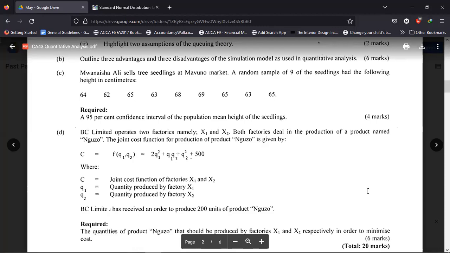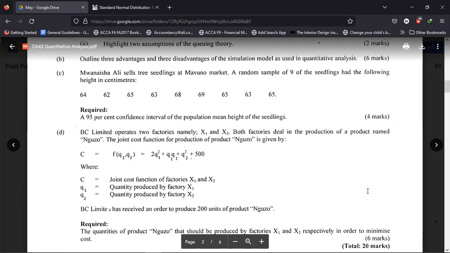Mwanaisha Ali sells seedlings at Mavuno Market. A random sample of 9 of the seedlings had the following height in centimeters: 64, 62, 65, 63, 68, 69, 65, 63, 65. Required: the 95% confidence interval of the population mean height of the seedlings.